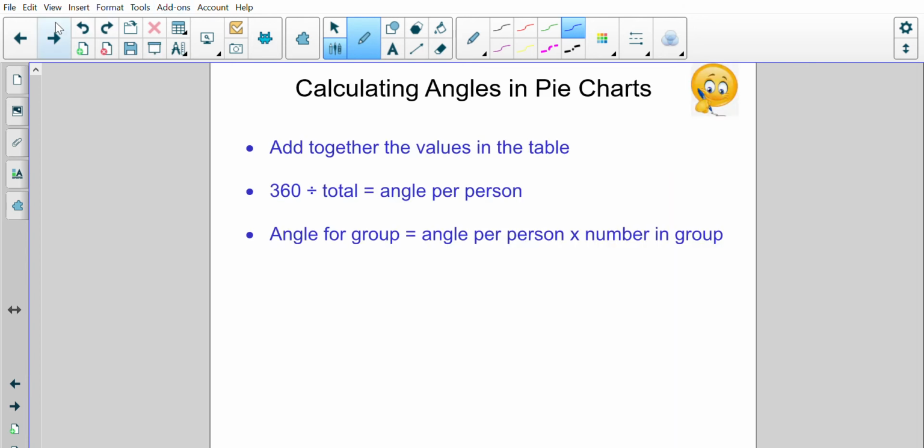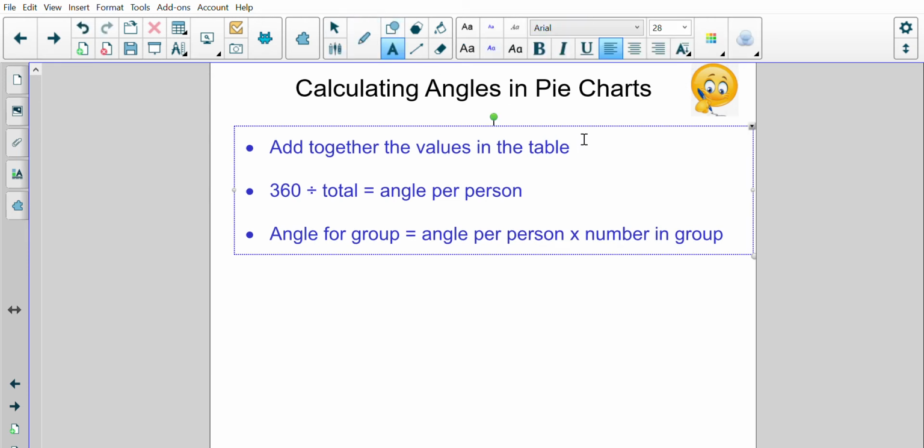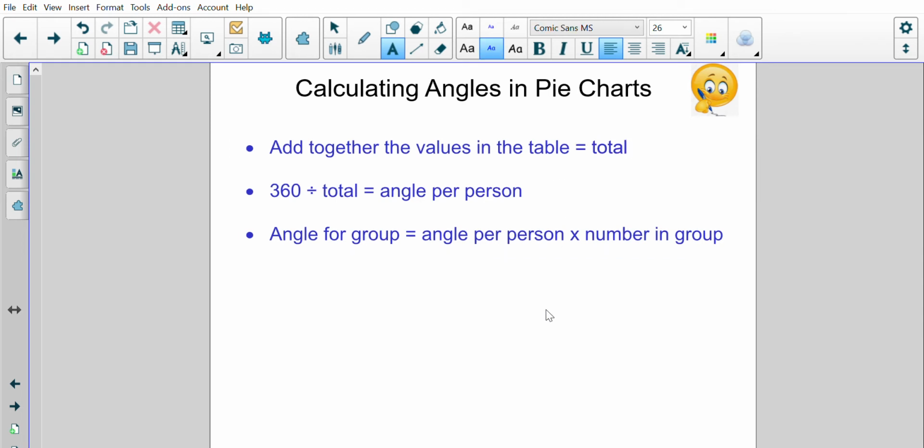Okay, what I want you to do now is to write this down into your exercise book. So these are the steps for calculating the angles in pie charts. First of all, add together the values in the table. By doing this, this is going to give us our total. So in the last example, that was the total number of people. To work out the angle per person, we do 360 divided by the total that we worked out in the first step. And then the angle for each group is the angle per person times the number in the group. So just pause the video and finish writing that down.